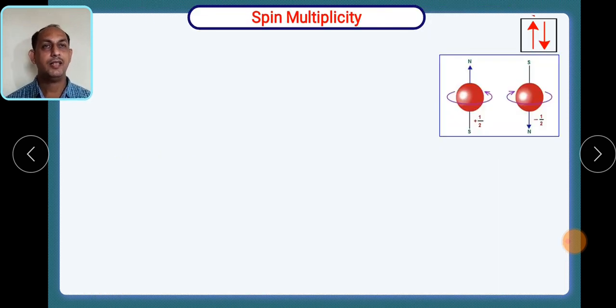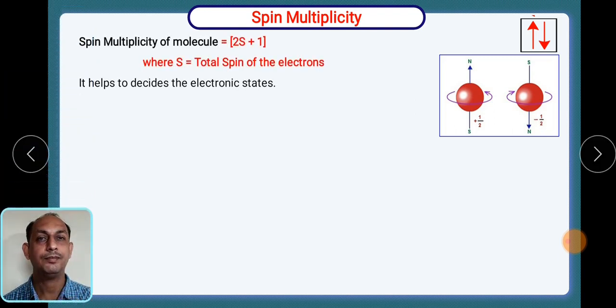Now we are going to see another term called spin multiplicity. Basically, when electrons are paired, let us say plus half minus half. So at that time, what is the spin? Plus half minus half. One electron has plus half, another electron has minus half. You already know this concept. So how to calculate the spin multiplicity? What is the formula? Spin multiplicity is equal to 2S plus 1, where S is the total spin of the electrons.